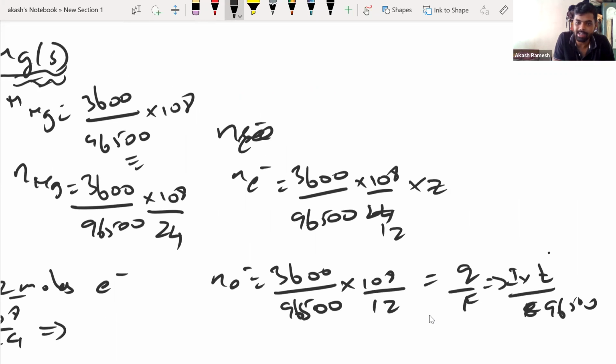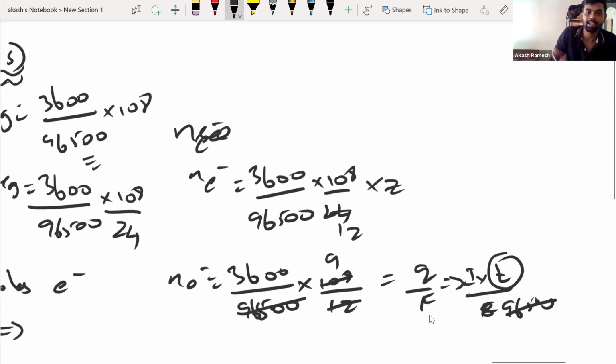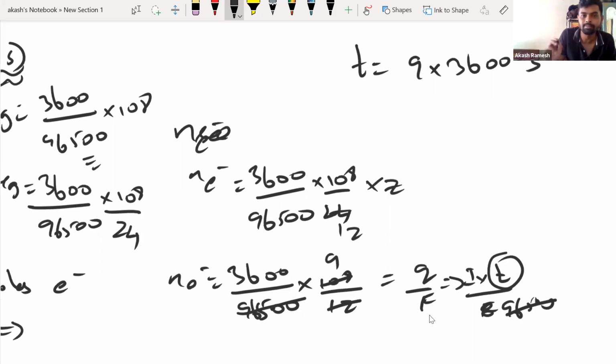Now all I need is this T. So 96,500 and 96,500 get cancelled. Now I have this 12 and 108 also getting cancelled. So what I'm getting is T as 9 into 3600 seconds. We'll be getting the answer obviously in terms of seconds. Hope you all understand.